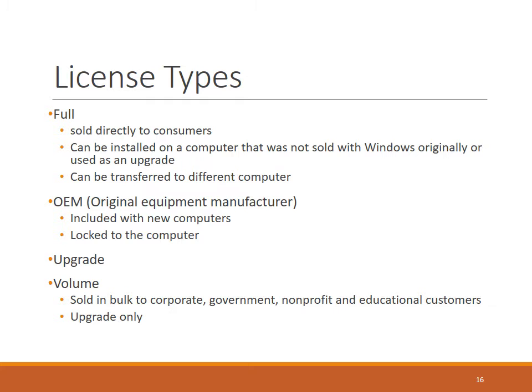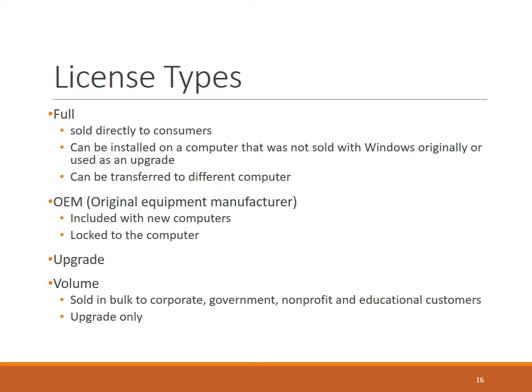So if you have a computer that has a copy of Windows XP on it, or Windows 7, or heck, even a Mac, you can use a full license to install Windows 10 and not be out of compliance. The other great thing about full licenses is that they can be transferred to different computers. So if you have a gaming PC and you decide you want to upgrade to a newer one, you can transfer the license from one computer to the other and not have to rebuy it.